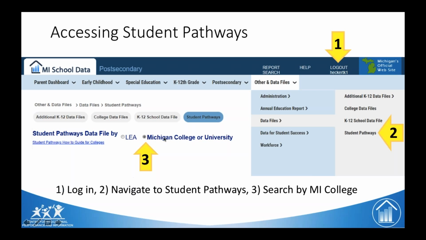What you're sent to is a UI that is going to let you download some data. And for the community colleges, as long as you have your login set up with access to Lansing Community College, let's say, you'd click on Michigan College or University, because that's what you're going to search Student Pathways for.